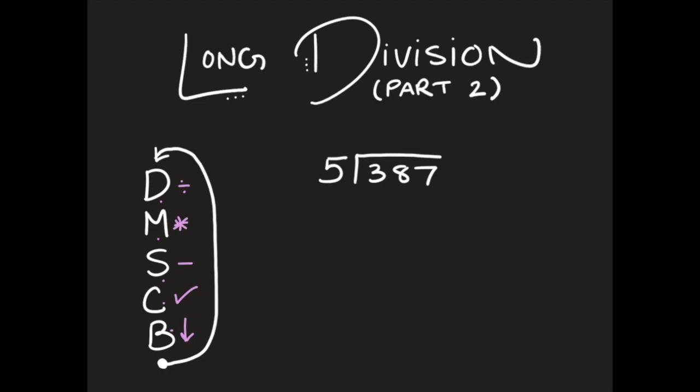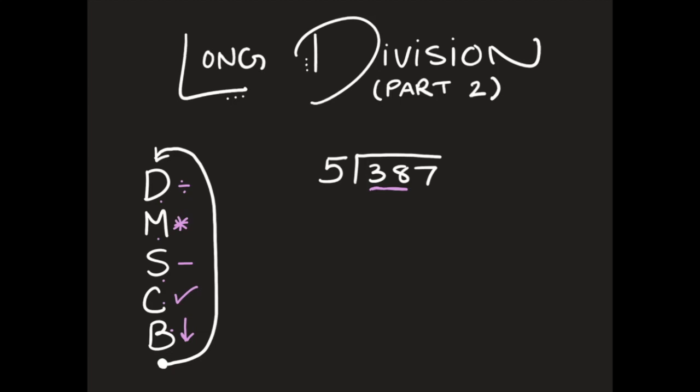So the first thing I'm going to do is the D, divide. I'm going to look at my 3 and say, how many groups of 5 can go into 3? Well, I can't do any. There's no groups of 5 that can fit into 3. So I'm going to move on to my next number, which is that 8. Now I'm going to really look at how many groups of 5 can fit into 38.